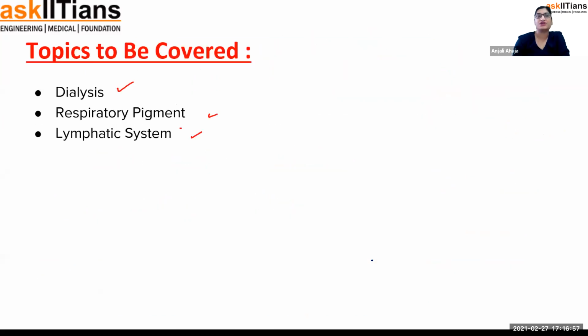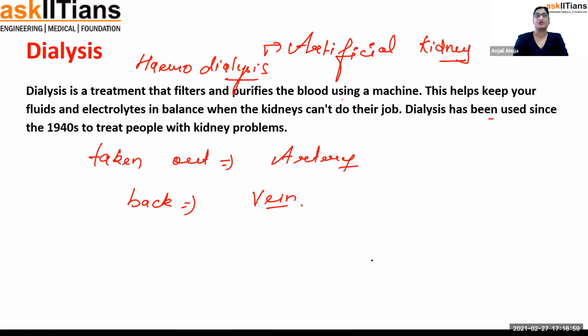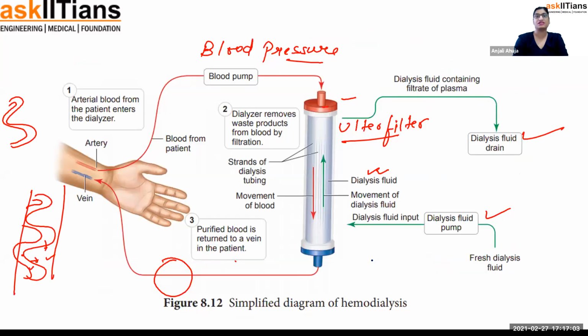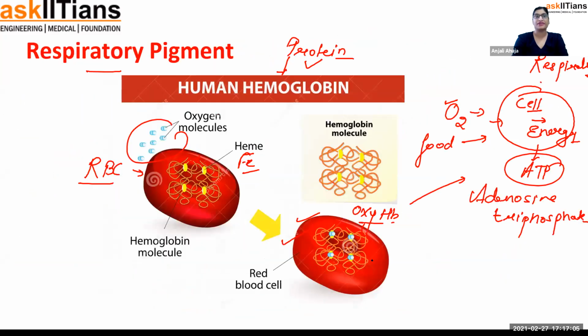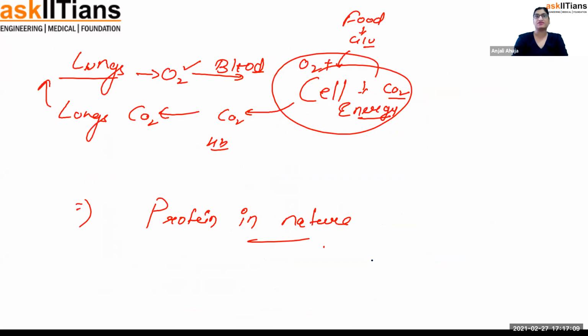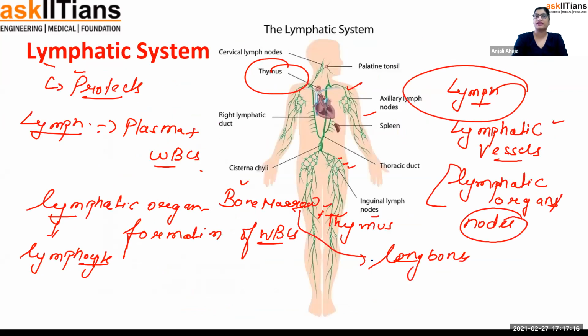Now you see, I told you about the dialysis, what we are going to cover. Dialysis is all about the filtration of the blood happening through a machine. We have to take care of a few things. Respiratory pigment is hemoglobin, how it is transporting and in contact with the cell, not only oxygen, but CO2 is also transported, and this is protein in nature. The lymphatic system is the protective system of the body.